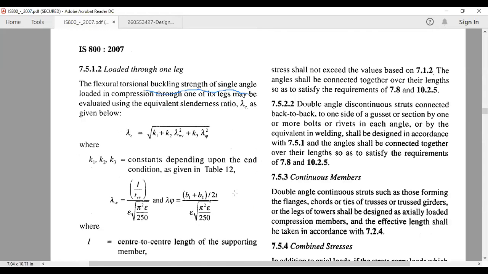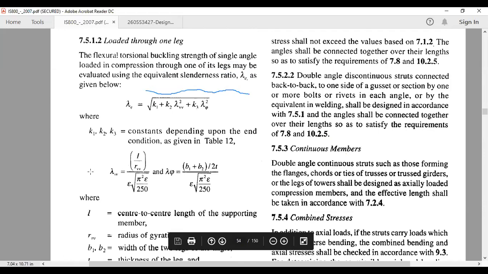Now after you have the K1, K2, K3 values, lambda VB and lambda phi are here. For that you require this RVB, the radius of gyration. This can be obtained from the steel table. RVB will be provided over there. L is the center to center length of the member, from the center of one connection to the center of the next connection. That will be the member length. So from this center to this center will be our L.